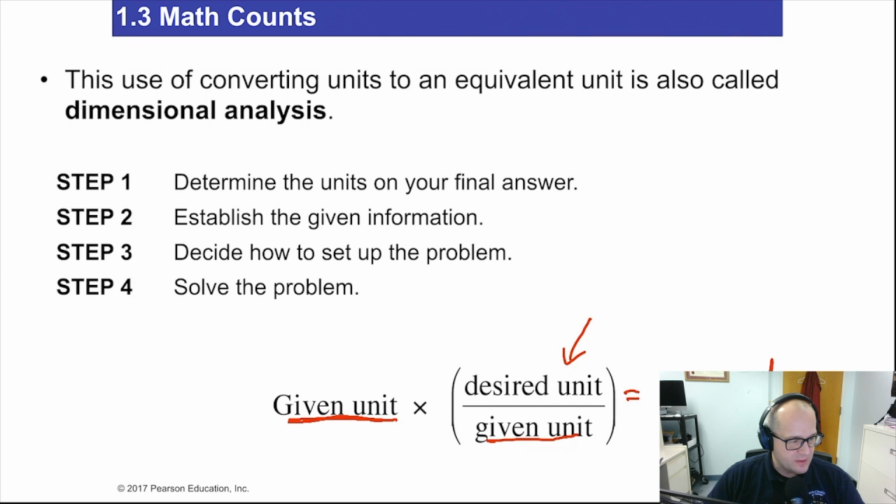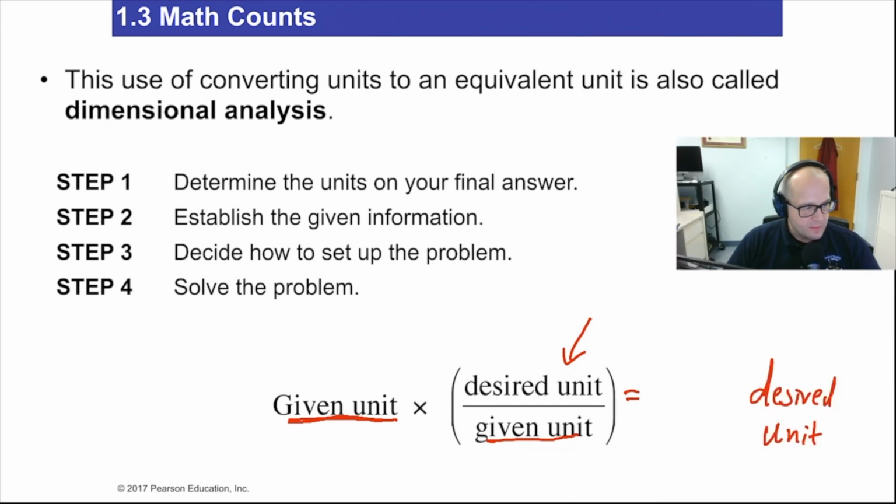Let me get my face out of the way here. This is what you're starting with. The unit. Remember, notice I didn't say number. The unit you're starting with. This is the unit you want to end up with. So the given unit always comes in the denominator of the conversion factor. The desired unit always goes in the numerator.